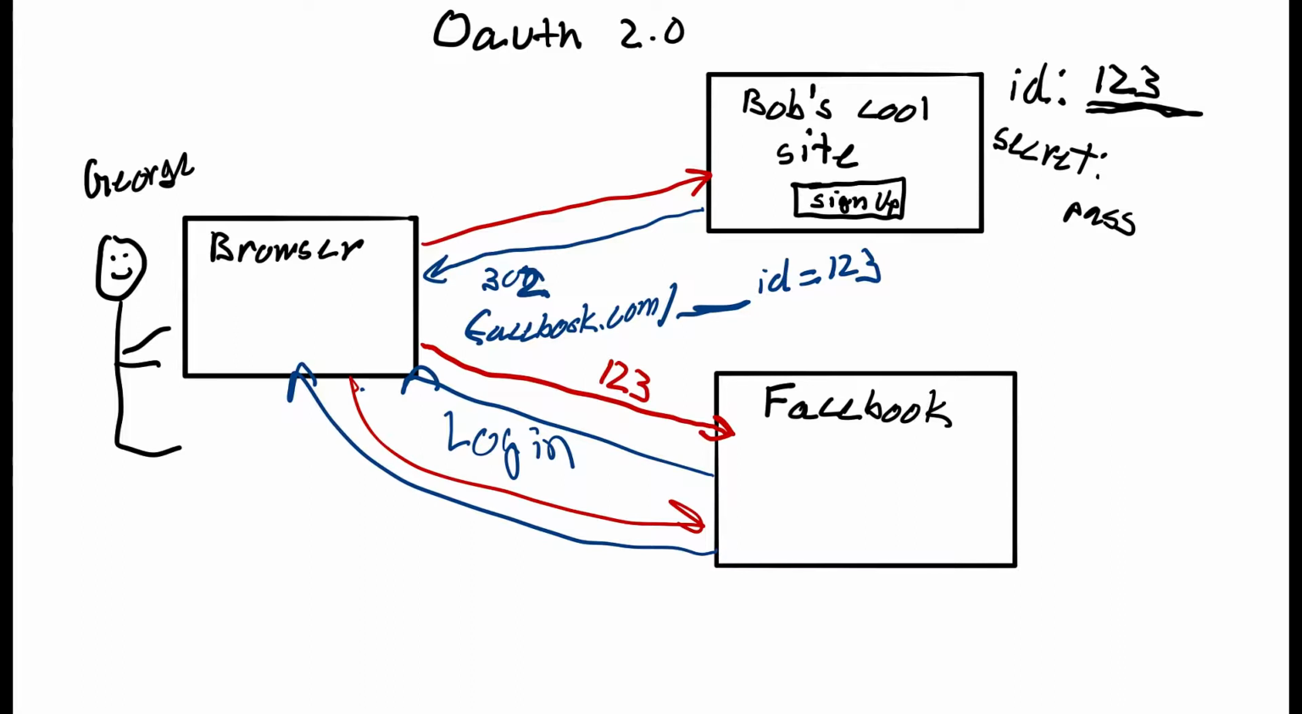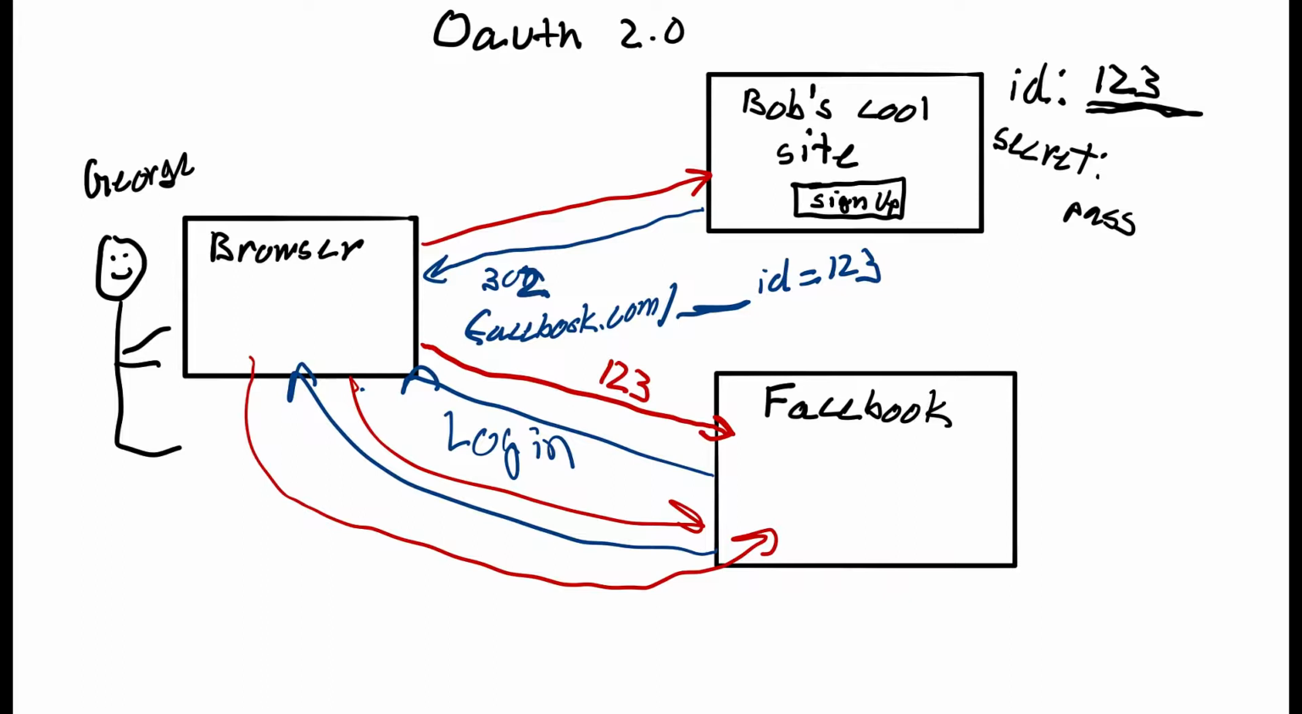So Facebook sends that page back to George and it says, would you like to give Bob's cool site access to this? And since George really likes Bob's cool site and trusts it, he's going to click the authorize button, which will send another request back to Facebook. And so Facebook will know that George has agreed to share his information and allow Bob to act on his site.